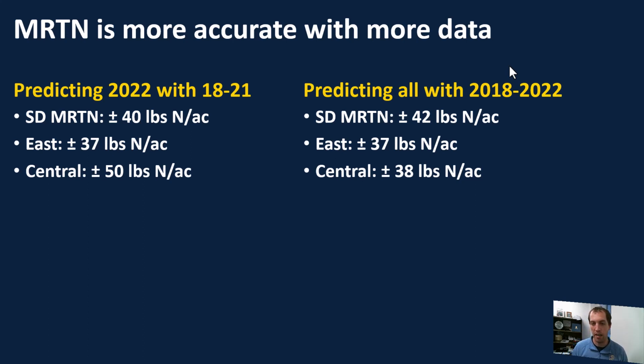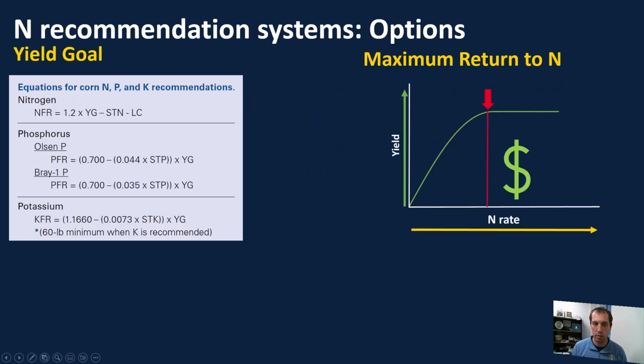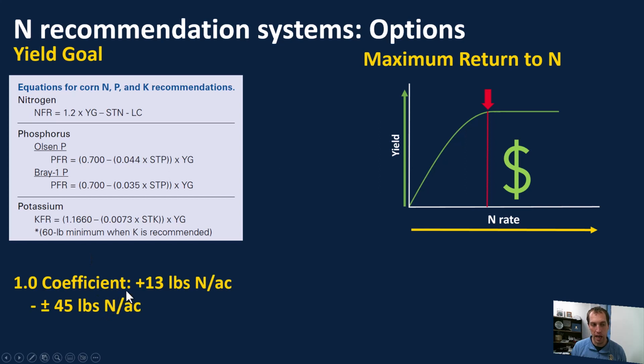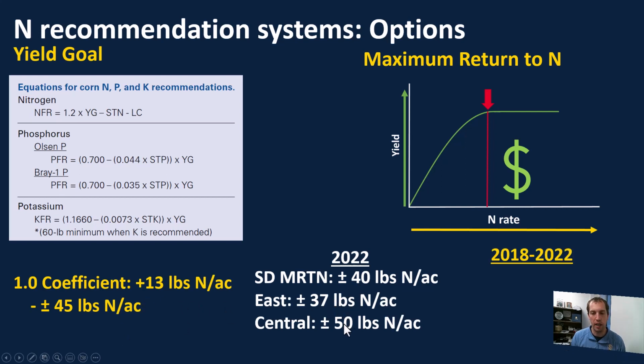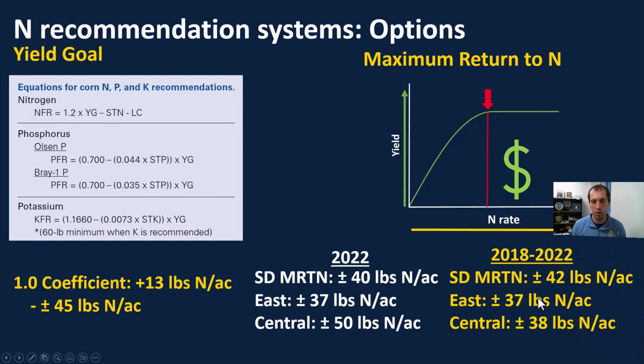Now if we want to compare that to our current yield goal-based system, which is using a 1.0 multiplier now, not this 1.2 noted here. We look at that information, we're about plus 13 on average, or plus or minus 45 from 0. Now if we look at predicting 2022, we're plus or minus 40, which is a little better than what we're seeing here, but plus or minus 37 or plus or minus 50 there. 2018 to 2022, plus or minus 42, plus or minus 37, 38.